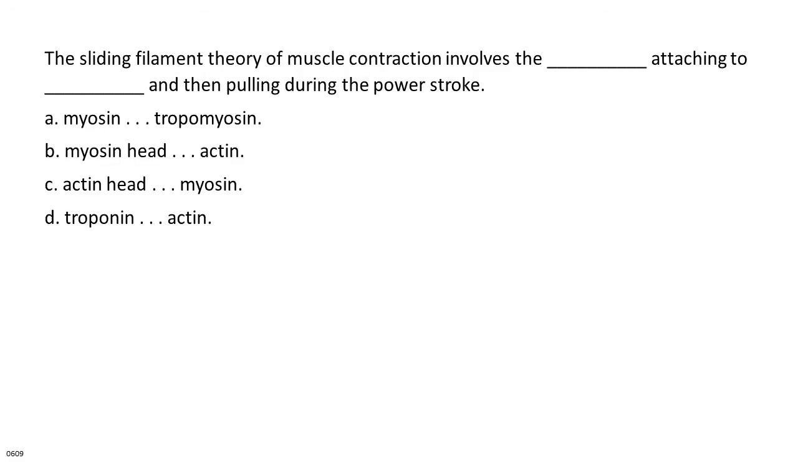The sliding filament theory of muscle contraction involves the dash attaching to dash and then pulling during the power stroke. A. Myosin, tropomyosin. B. Myosin head, actin. C. Actin head, myosin. D. Troponin, actin.